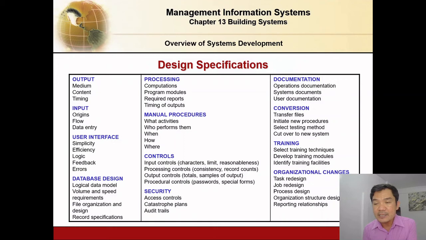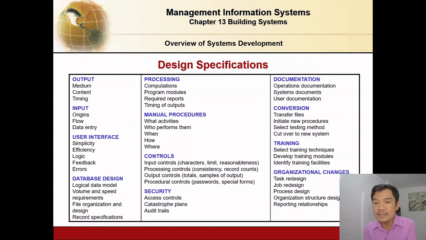And database design, so you have an idea about this one because we have discussed this initially. Logical data model, that means these are already drawings. So the entity relationship diagram from earlier can be presented as database design at this point. Volume and speed requirements, that means how much data would be involved in this software development. And file organization and design, how the files would be organized. And record specification, meaning the different table specifications in your databases.